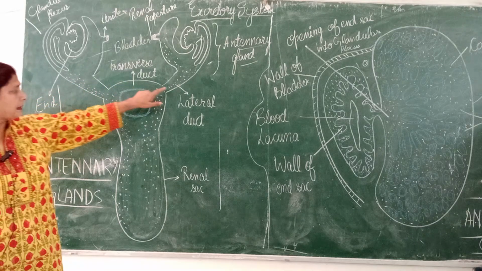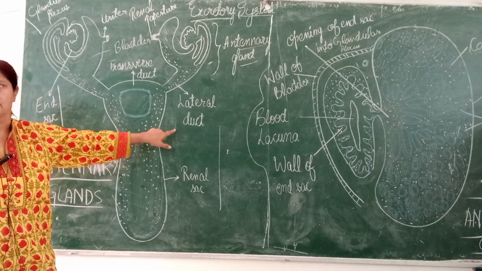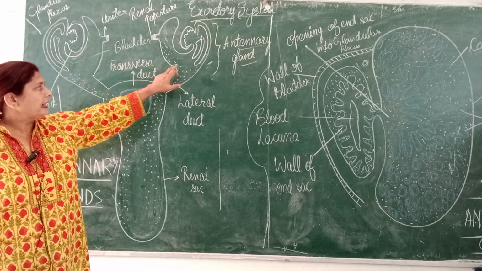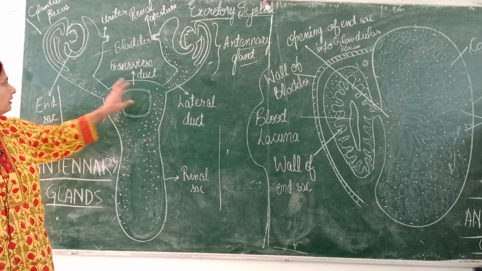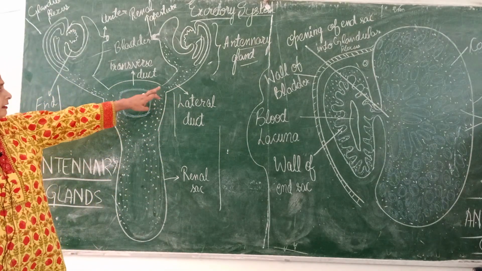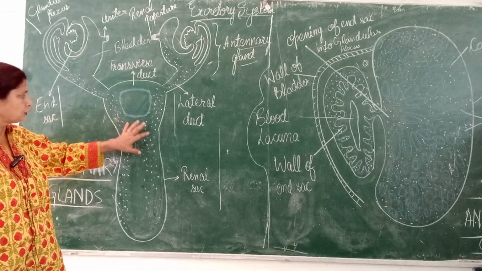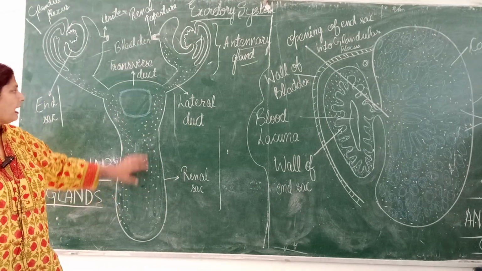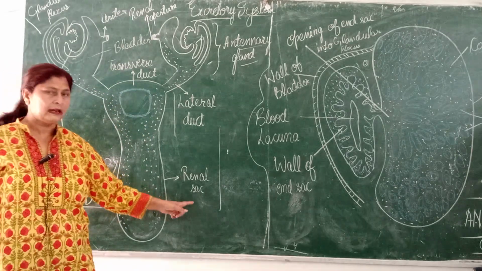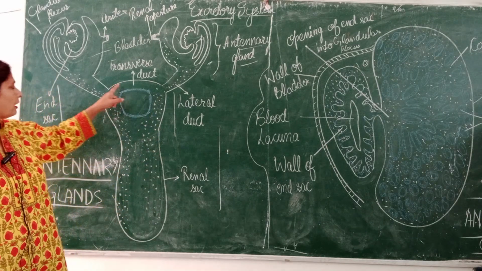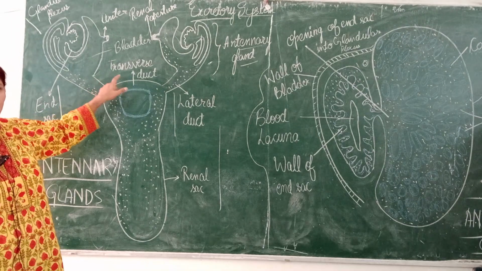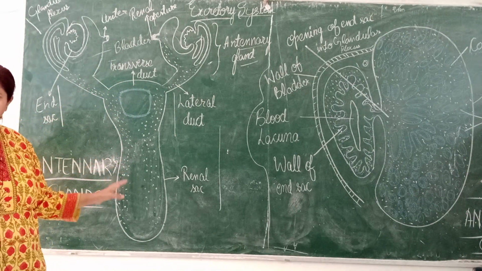Just below there are the lateral ducts, two lateral ducts, one from either antennary gland. Clear? These two lateral ducts join with each other and form the renal sac, and on the upper side they are connected with each other by the transverse duct. I think the structure is clear.